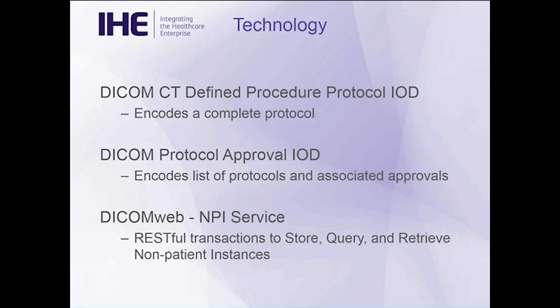Second item that's in here is the DICOM protocol approval object, which basically encodes a list of protocols and the associated approvals. So you can point to a batch of 10 head protocols and say all of these are approved for use in a particular clinical trial or use at a particular site.